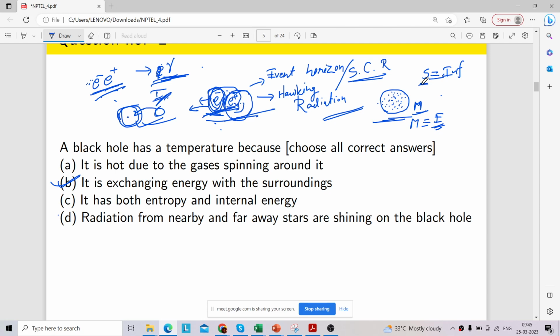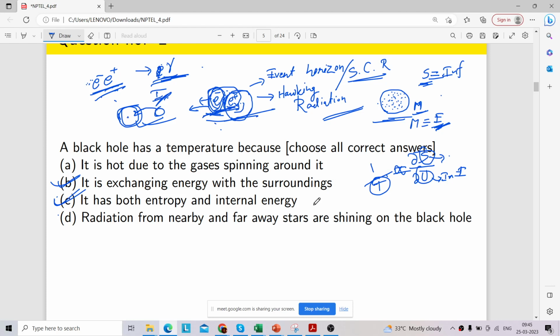So if they have entropy and they have energy, then we know 1 over temperature is equal to del S over del U, where S is entropy and U is internal energy, right? So if we have energy and entropy, then it implies that it has temperature. So the third point is also correct. The black hole has temperature because it has both entropy and internal energy.